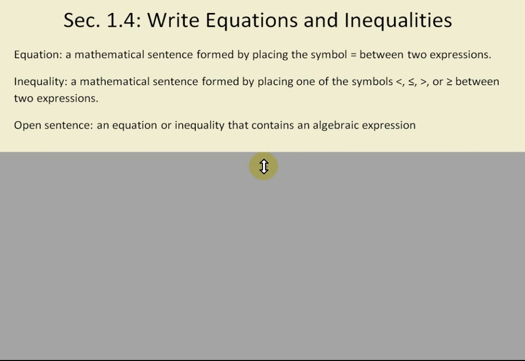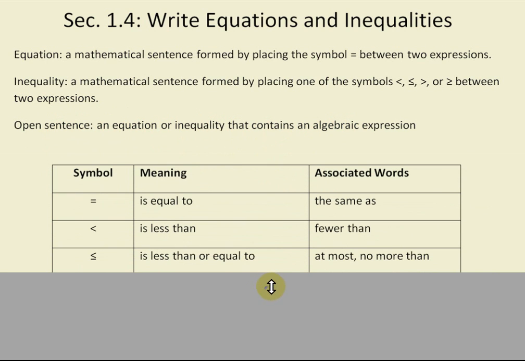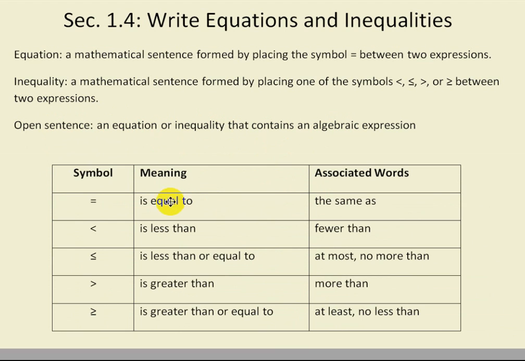So we'll see some variables here. And we'll take a look at these symbols. And we have our equal sign, which of course means is equal to. And another way that you could see this worded in a word problem would be the same as. Here we have less than, or this could be worded as fewer than.